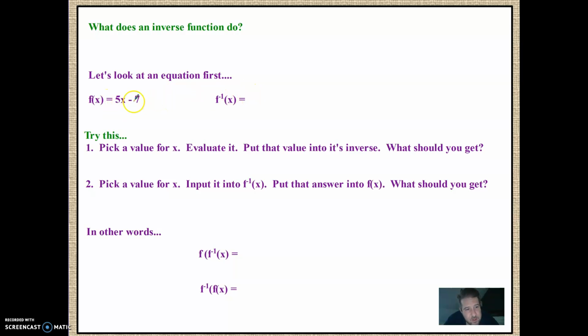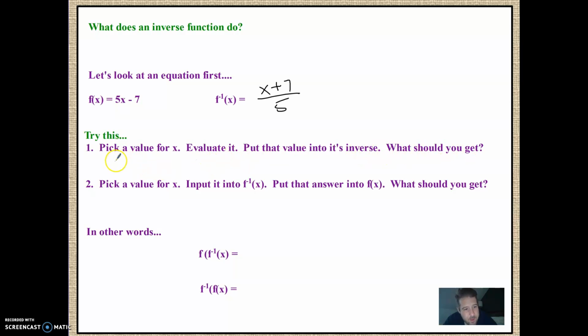So the inverse, as we had talked about before, is just the same operations in the opposite order. The opposite operations in the opposite order. So instead of multiply by 5, then minus 7, it's going to be add 7. So that's x plus 7, and then divide by 5 instead of multiply by 5. So we know this is the inverse of this. So try this. Pick a value of x, evaluate it, and then put that value into the inverse.